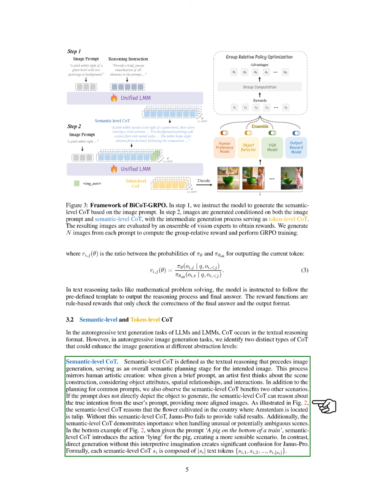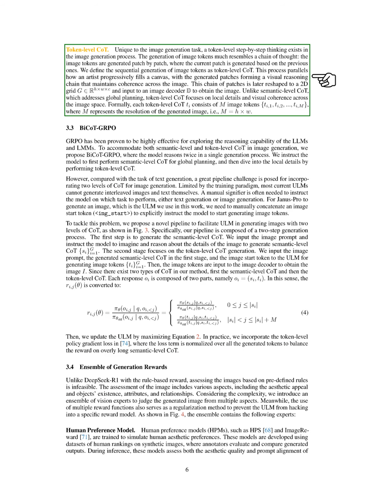Additionally, semantic-level CoT is crucial for interpreting unusual or ambiguous prompts, as it helps create coherent scenarios. Each instance of semantic-level CoT consists of a sequence of text tokens that guide the generation process.